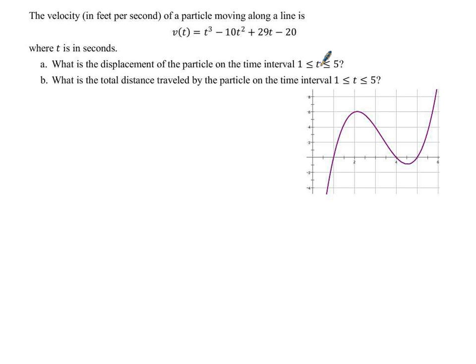Notice on the graph I have 1 sitting right here. I have 5 sitting right here. So I'm just talking about this portion of the graph right here from 1 to 5. The particle is moving which way as we start off? To the right. So here's my line, here's my particle. We're moving to the right quite a ways. And then eventually we slow down and stop, turn around and start going back.